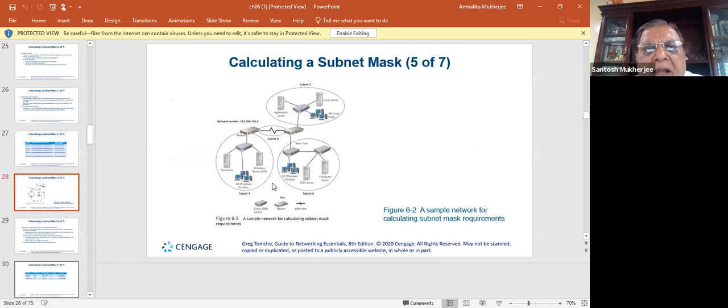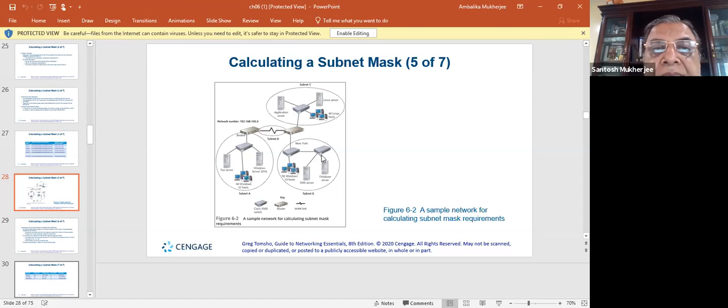The subnet mask examples, calculating a subnet mask. See, A, B, C, these are the three different classes. Network numbers. The network number is 192.168.100.